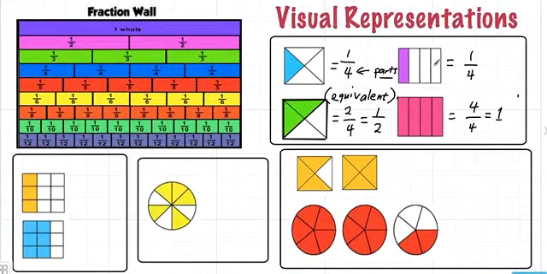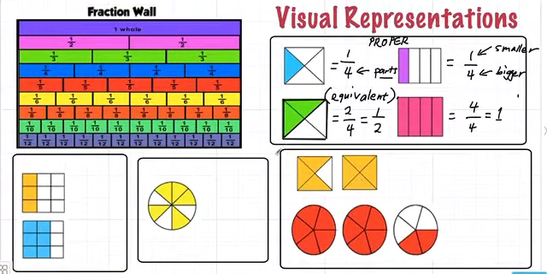These particular fractions here are what we call proper fractions, and I'll just write that up here. Proper fractions have a numerator that is smaller than the denominator, which is bigger. That's what a proper fraction is.